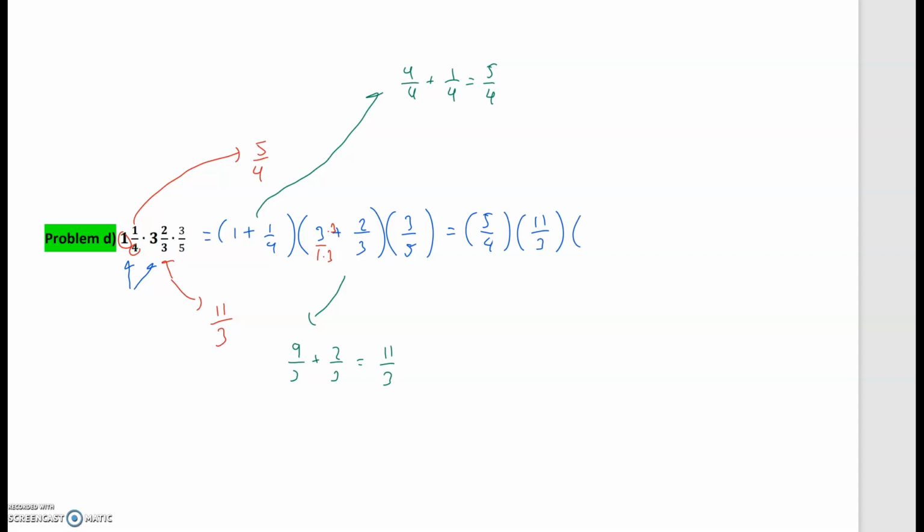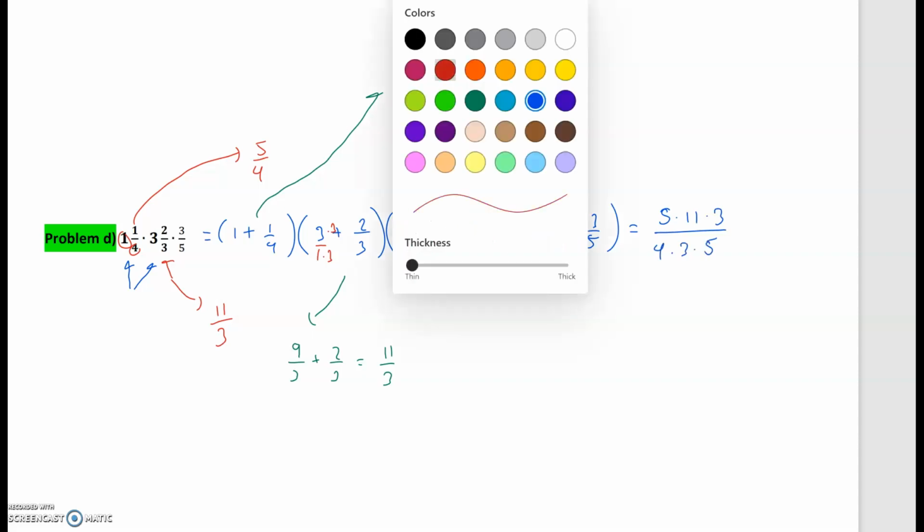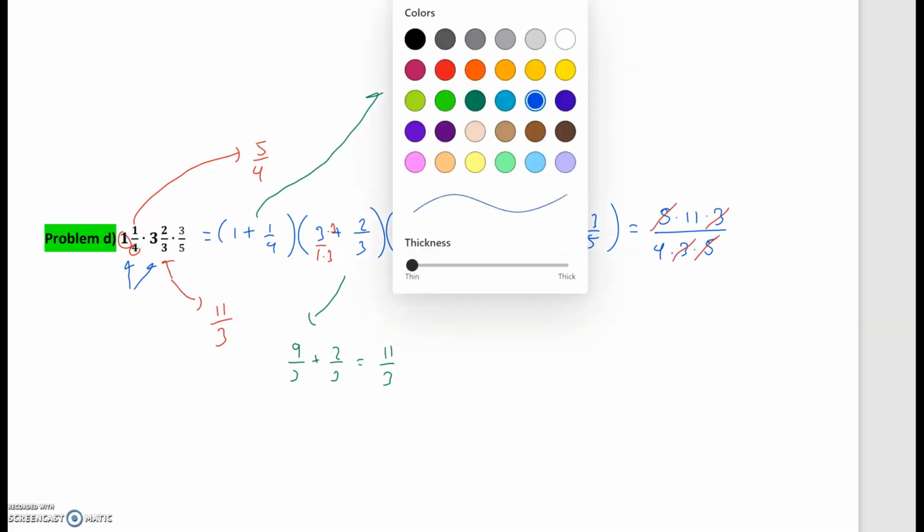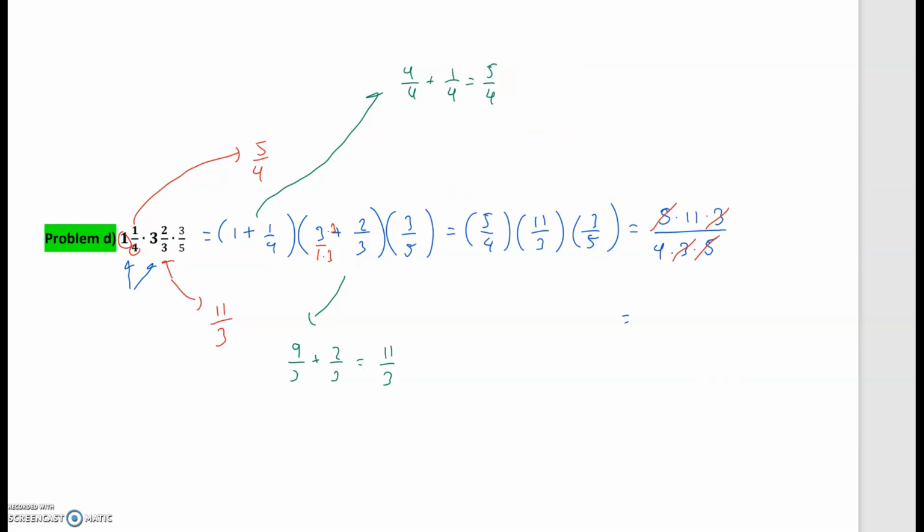11/3 times 3/5. And then before we start canceling common factors, let me write them all as a single fraction. On the top, 5 times 11 times 3. On the bottom, 4 times 3 times 5. And then at this point, we can cancel common factors. You can cancel the 5s and you can cancel the 3s, which is going to leave us with 11/4.